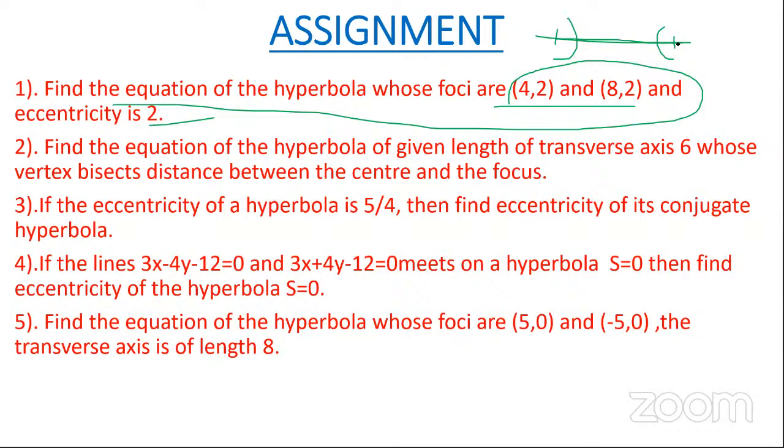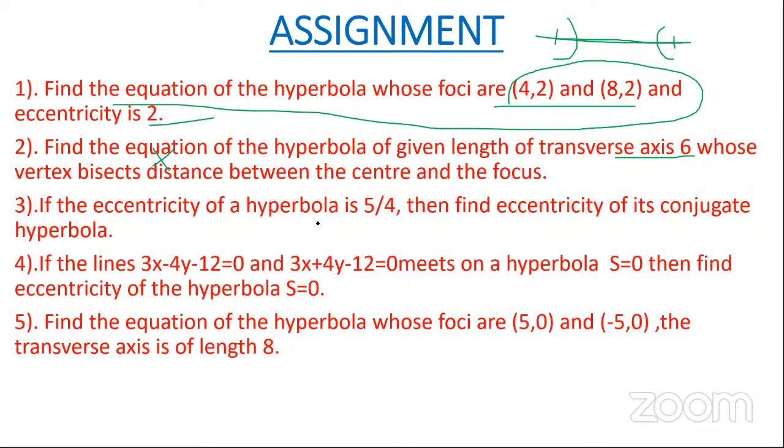Substitute in the required equation, that is x square by a square minus y square by b square equal to 1, depending on whether a is greater than b or b is greater than a. Then find the equation of the hyperbola. The length of the transverse axis is 2a, whose vertex bisects between the center and focus. I think this is explained in the class. Okay, no need for this one.